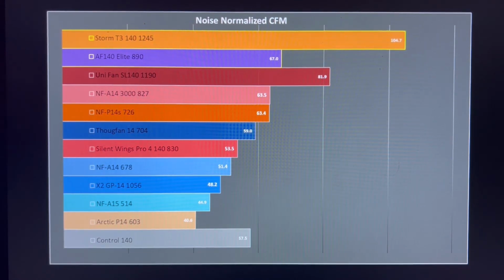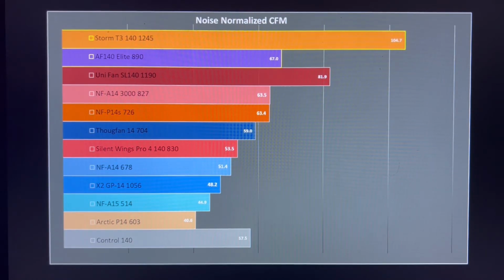And right here at the top, we have the Storm T3. It is our top performer, producing 104.7 cubic feet per minute of airflow. The Corsair AF Elite is still towards the top of the graph. They're not quite arranged properly, but it's producing 67 cubic feet per minute of airflow. The Unifan SL140 is producing 81.9 CFM. The Noctua A14 is producing 63.5 CFM of airflow.